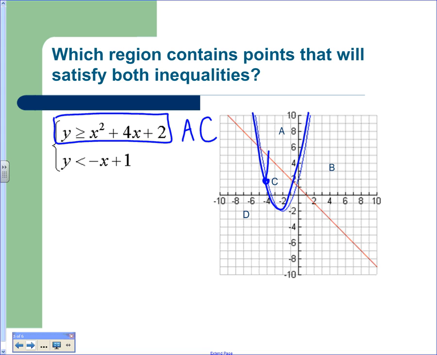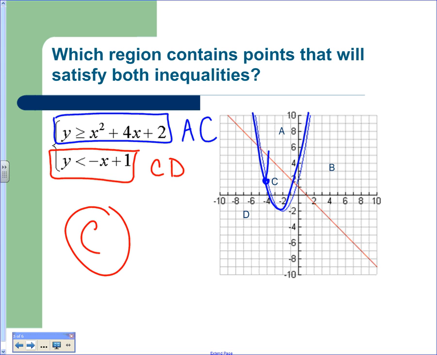A and C. It looks like a big, it's two different things. Y'all see why it is A and C? Okay, looking at this one. It's our line. What regions are less than? Why is it less than? So C is the only one that matches for both?